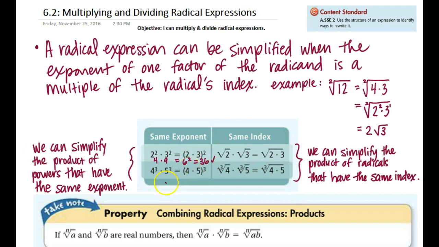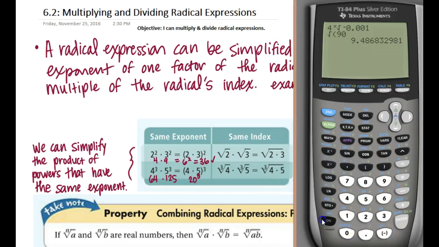So that works. Similarly, if we raised 4 to the third, that would give us 64. If we raised 5 to the third, that would give us 125. If we took the 4 and the 5, multiply those bases, we get 20. And 20 to the third is equal to 8,000. And 64 times 125 is also equal to 8,000. So that confirms that we can simplify the product of powers when they have the same exponent.